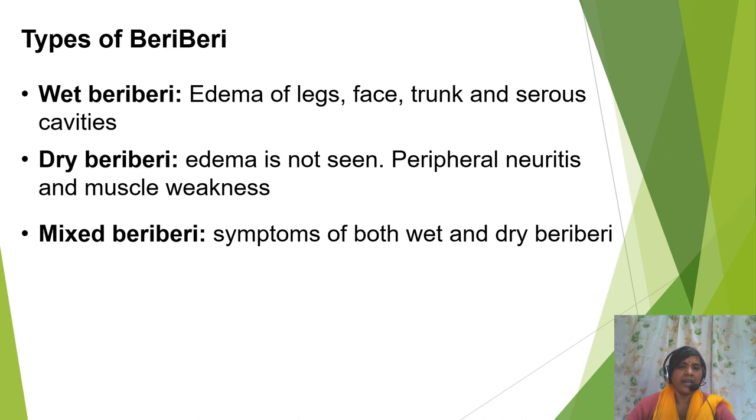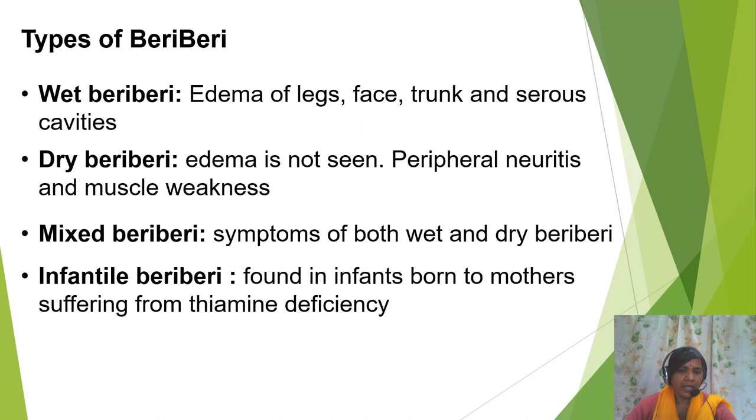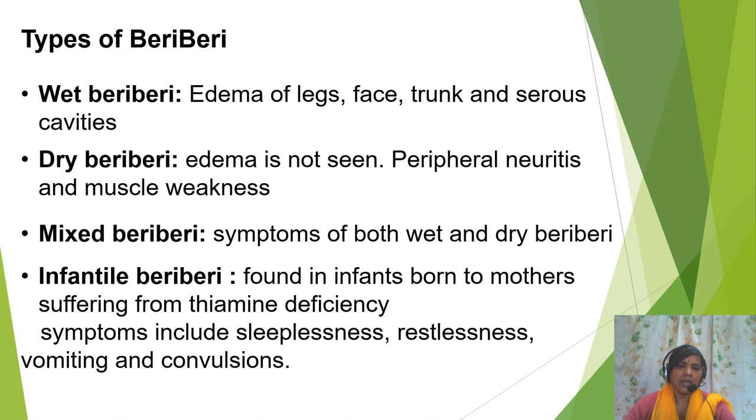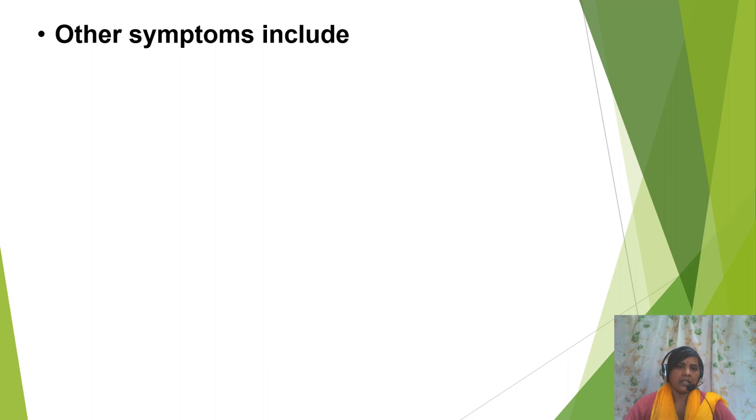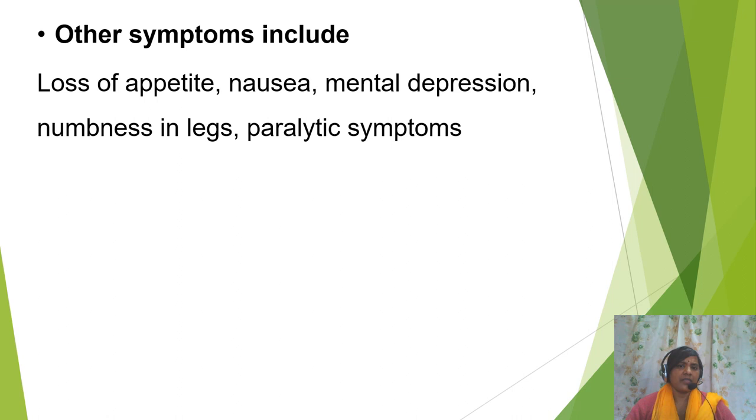There is also another type called infantile beriberi. This is found in infants who are born to mothers already suffering from thiamine deficiency. In such infants, the symptoms include sleeplessness, restlessness, vomiting and convulsions. Other than the beriberi types we discussed, there are some other symptoms of thiamine deficiency which are observed: loss of appetite, nausea, mental depression, numbness in the limbs, and also paralytic symptoms, which are also commonly seen in thiamine deficiency.